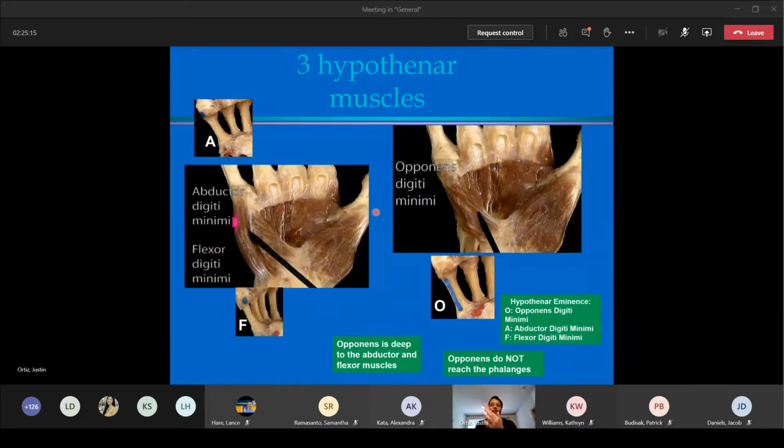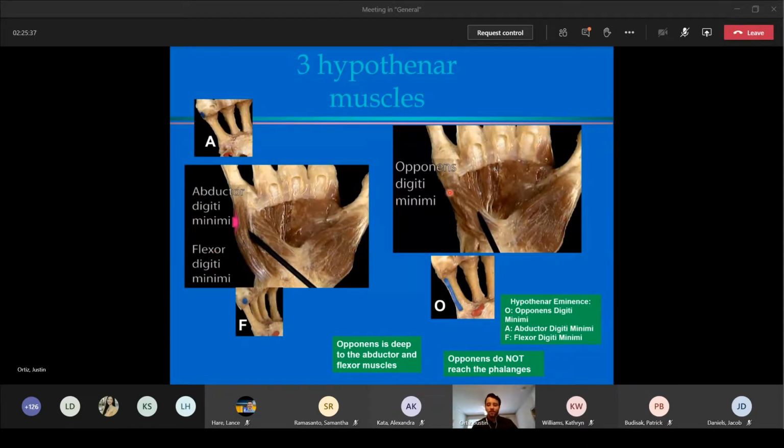And then hypothenar eminence. Remember, hypothenar is on the pinky side, right? So it's going to be on the pinky side. And you're going to have OAF as well, right? But remember, it's just switching out pollicis for digiti minimi. That's just simply what it's doing. It's the same thing, same OAF, but you have digiti minimi instead. So it's opponens digiti minimi, abductor digiti minimi, and flexor digiti minimi, right?